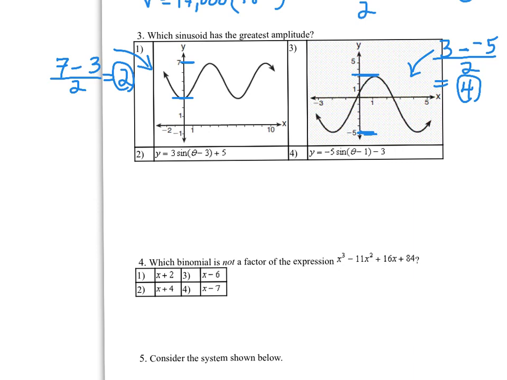All right, now choice 2 and choice 4, we have equations. So remember, the amplitude is just the number in front of the word sine or cosine. It always has to be a positive value, though. So the amplitude for choice 2 is 3. And then the amplitude for choice 4, be careful, is 5. Amplitude will always be an absolute value, always a positive number. So in this case, the answer is choice 4.